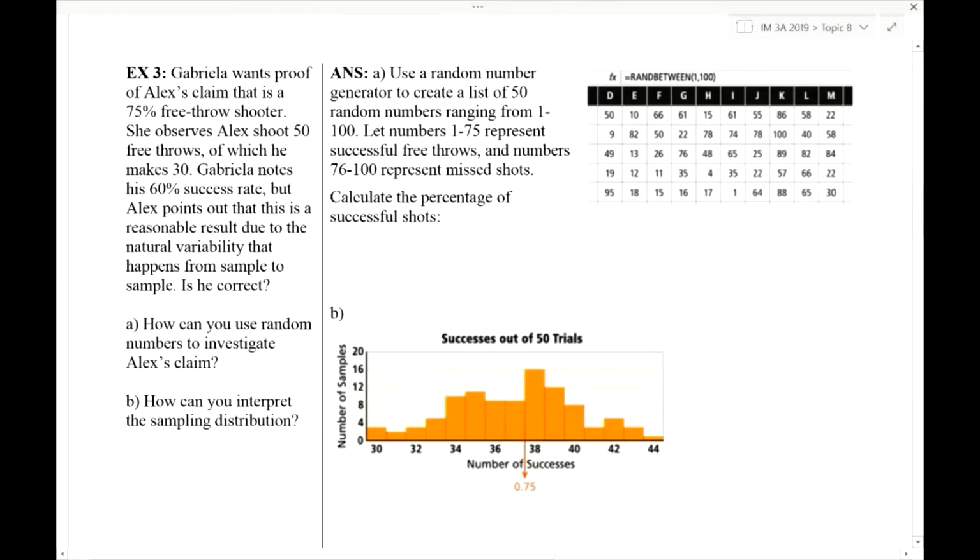And so what Gabriella does then is look at random numbers to investigate his claim, to see if it is actually a reasonable result, finding that 95% sample. They used a random number generator to create a list of 50 random numbers ranging from 1 to 100. Numbers 1 through 75 represent a successful free throw because he says he makes 75%. Anything that's 76 to 100 represents missed shots.